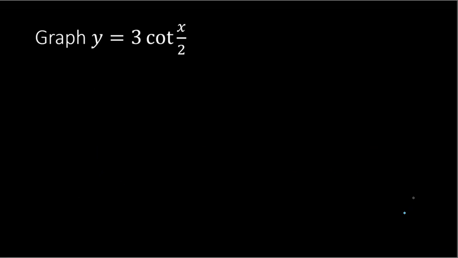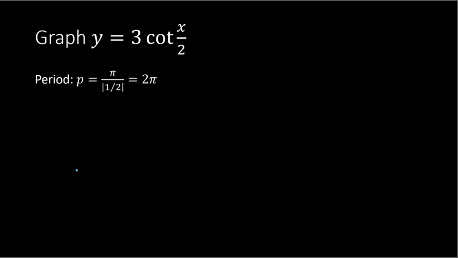So let's try an example here where we are graphing y equals 3 times cotangent of x over 2. So first off, the amplitude would be 3. We have that right here. And then the period would be found by doing pi divided by the b value. And remember, the x over 2 is the same thing as 1/2 times x. So 1/2 is your b value. So what we're doing is pi divided by 1/2, which is the same thing as multiplying by 2 over 1, which is 2 pi. So the period is equal to 2 pi.